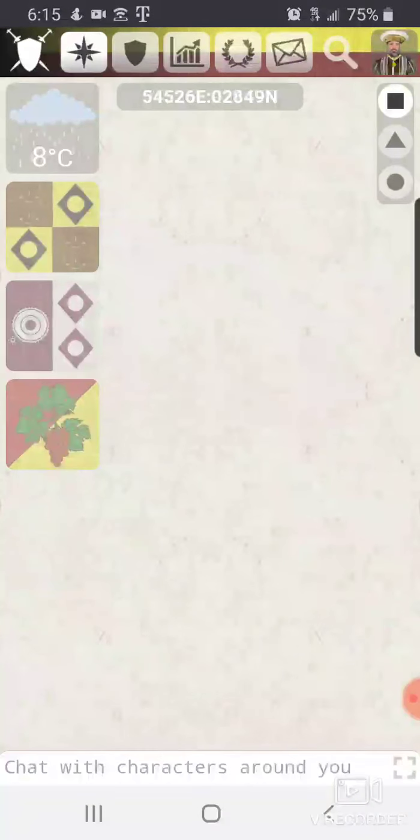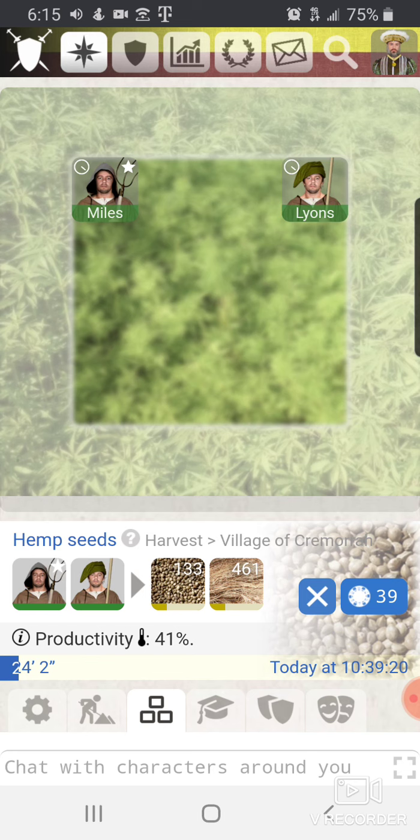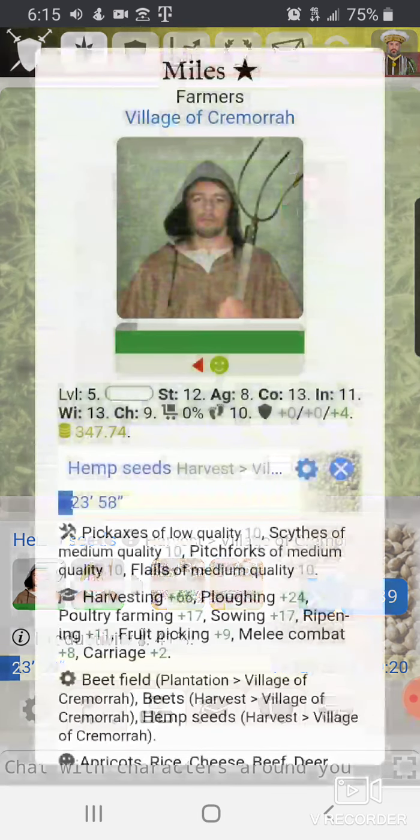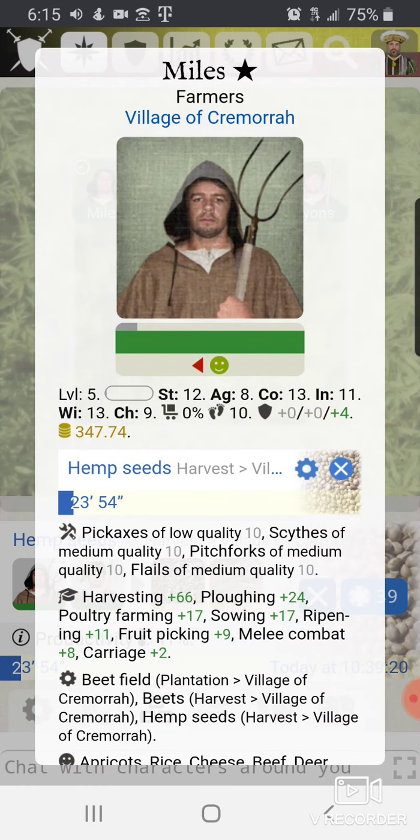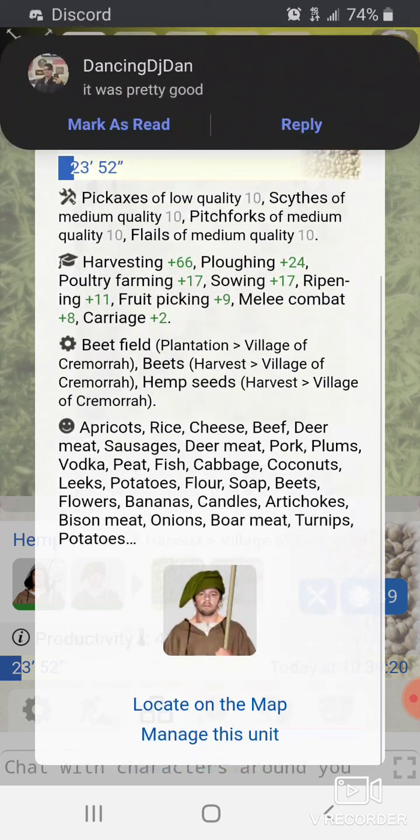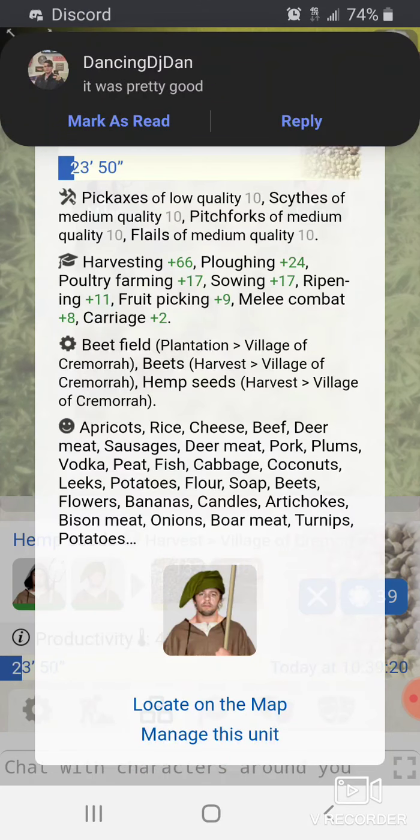Alright. Now let's go back to what we were doing here. We were harvesting hemp. Now, what if I don't want to click around all the time? Now, you can automate. Right now, it's not automated. Automate it. But, oh, hello, Dan.